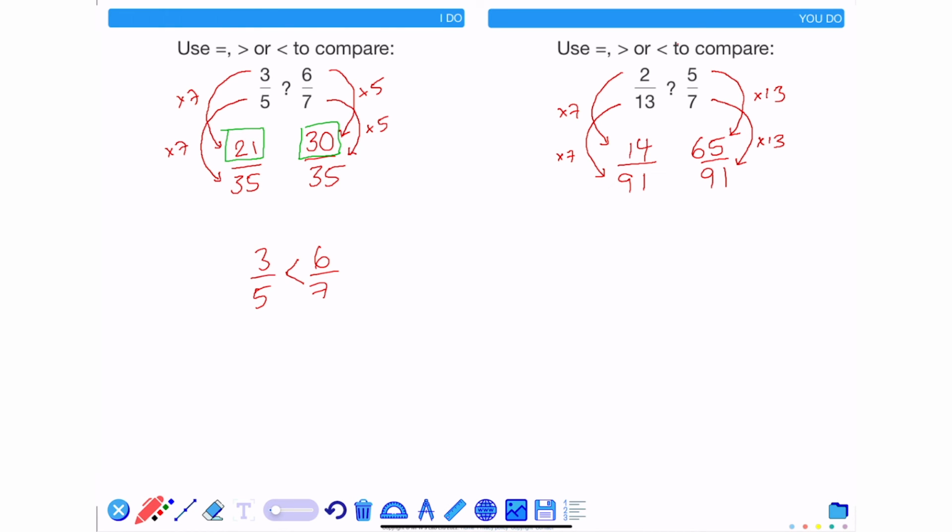Now that I've got common denominators, I can compare the numerators, and here I can clearly see that 65 is bigger than 14. That means that 65 over 91 is bigger than 14 over 91. And because these two were equivalent to 2 over 13 and 5 over 7, that means that 5 over 7 is also bigger than 2 over 13.